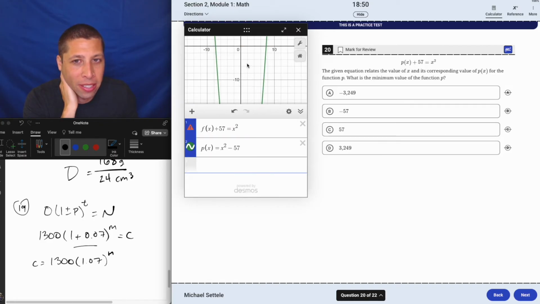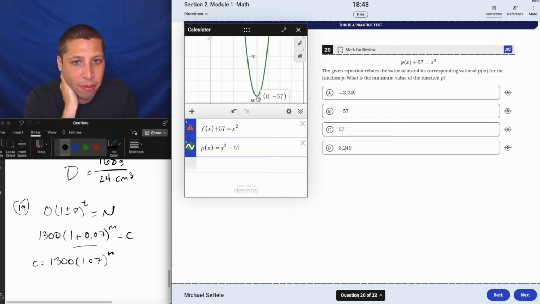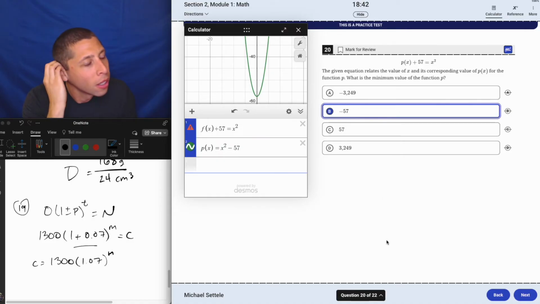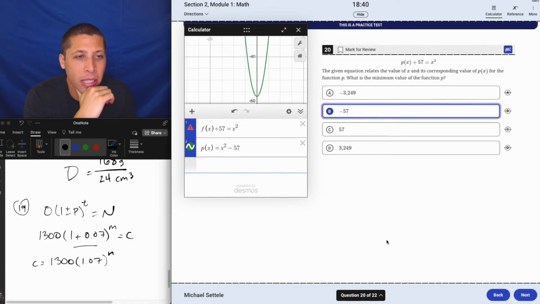Now from here, it's easy, right? Just gonna do this and 57. And I kind of knew it was gonna be that. What is the minimum value? So negative 57, because that's the vertex.